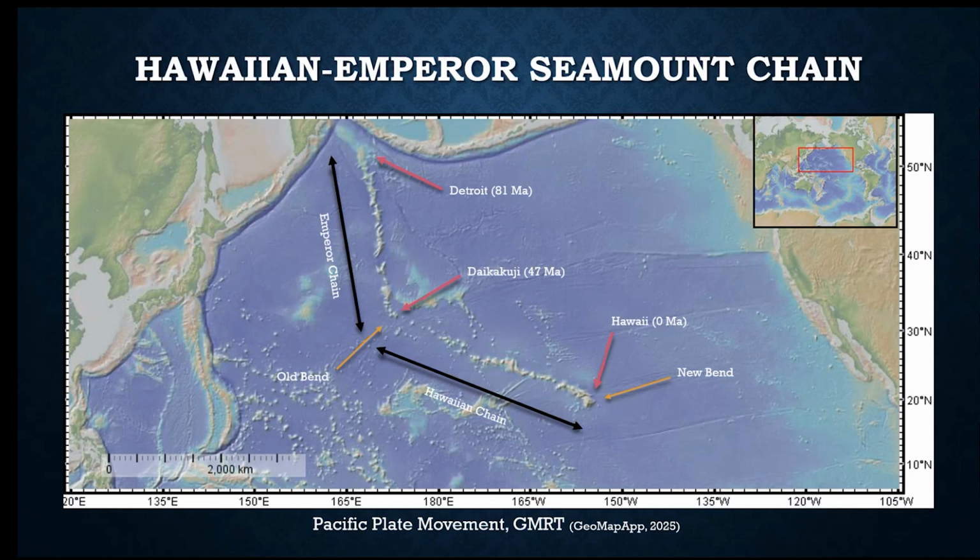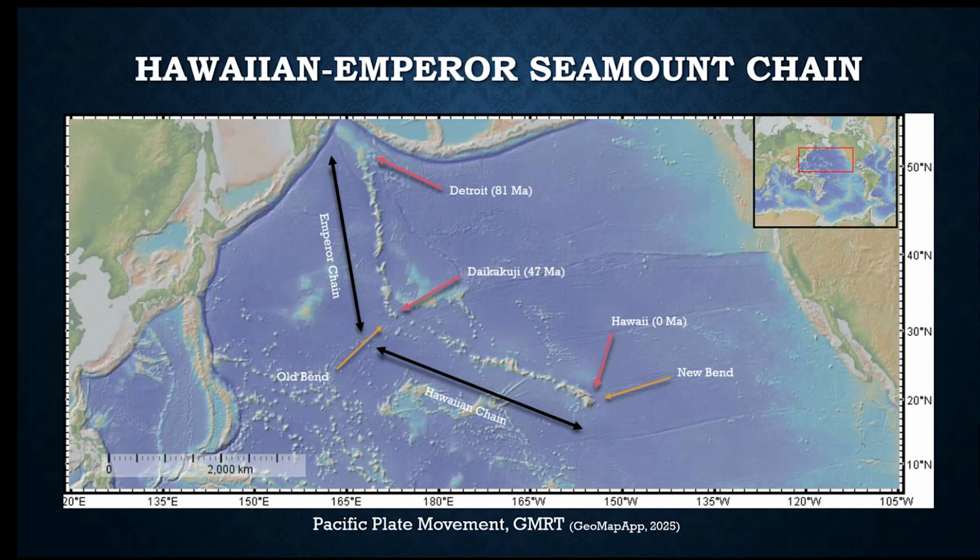complex than previously assumed. So again, in this map, you can see from the very beginning, 81 million years ago, of Detroit, all the way down to the bend where the Daikakuji is at roughly 47 megaannum. Abrupt change there, all the way down to the main Hawaiian Islands, modern day. But again, the new bend is creating right there at the new Hawaiian Islands. You can see it's getting larger, thicker, and going south again.